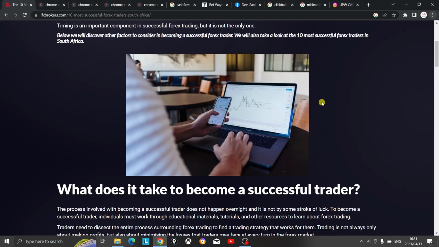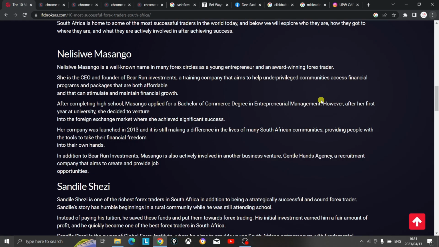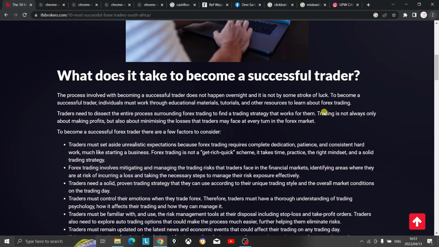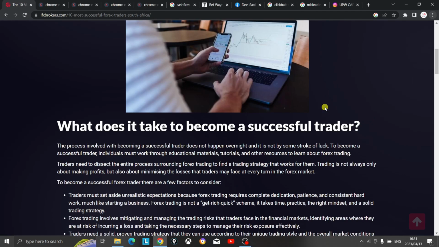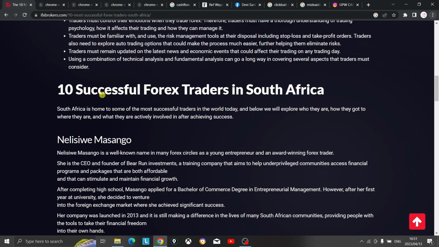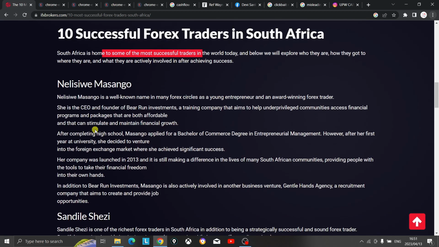Now this is a broker and I'm not seeing any Google advertisements. We can assume they will make their money from when people open a live trading account. I want to take you straight to 10 successful traders. South Africa is home to some of the most successful traders in the world today. I never knew that. And below we will explore who they are, etc., etc.